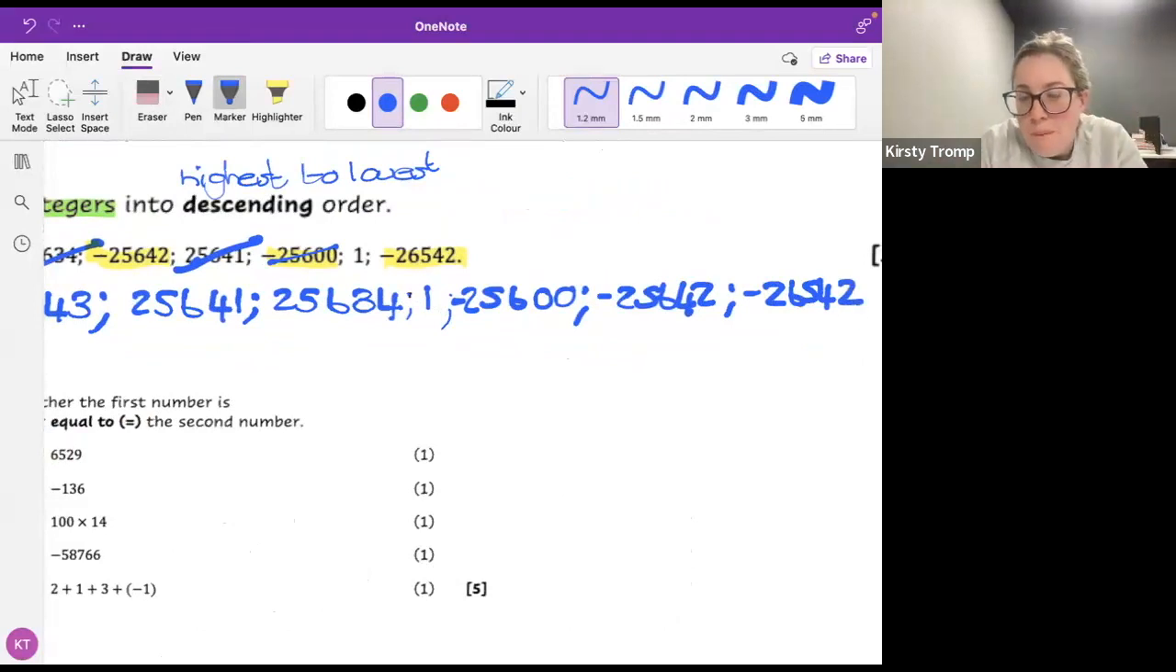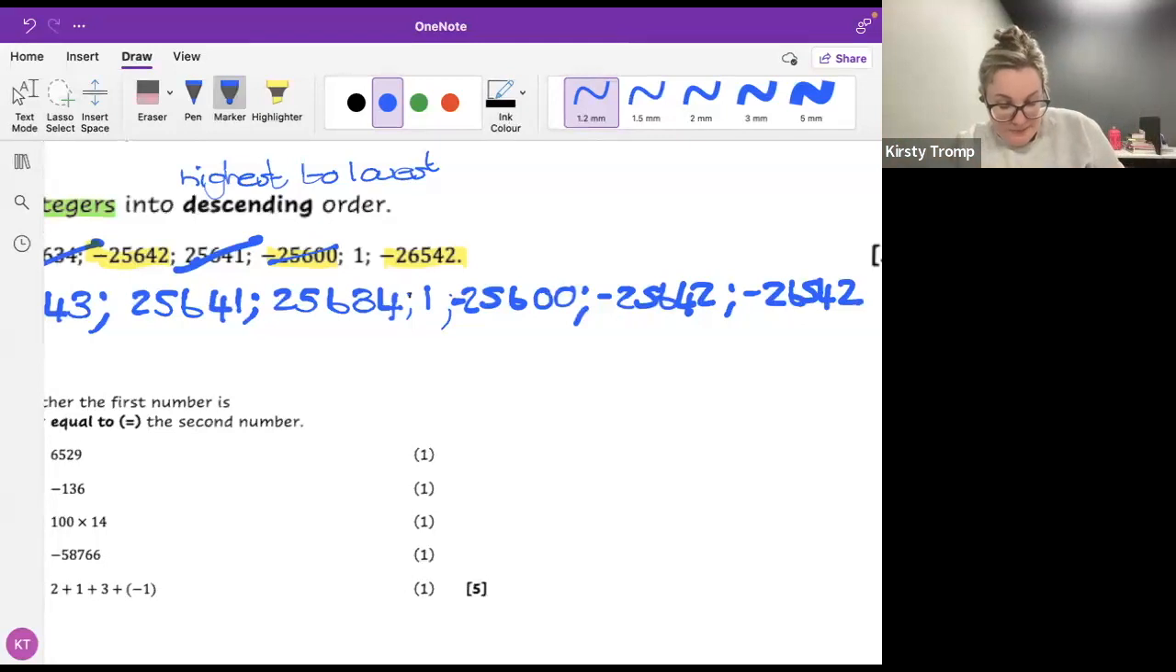26542. Okay, so for my integers, when my integers are negative but they're getting bigger technically, those are actually the smallest numbers because they're furthest away from the 0. So they kind of work opposite to the positive numbers.